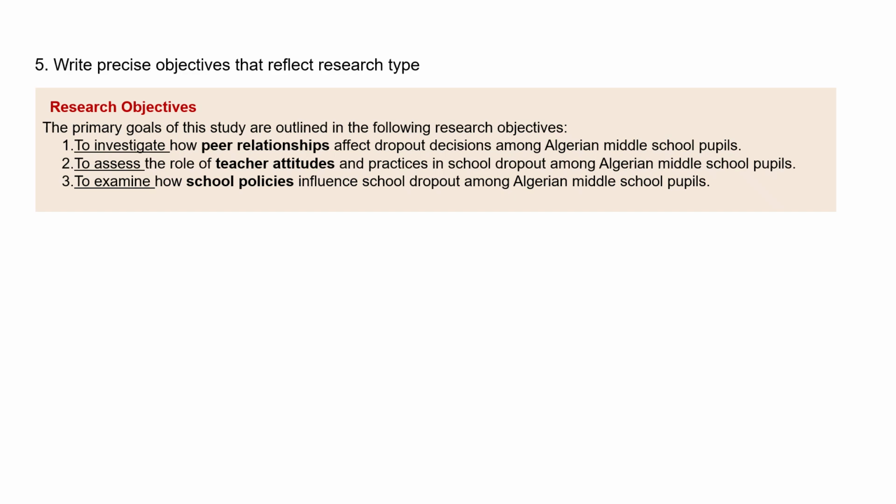Also, notice the use of action verbs: to investigate, to assess, to examine. These should be selected carefully. Finally, notice that the main constructs or variables of the study exist in the formulation of the objectives. We see the term school dropout, middle school dropout. Also the population is there, and also the factors themselves like peer relationships, teacher attitudes, and school policies appear clearly in the objectives.